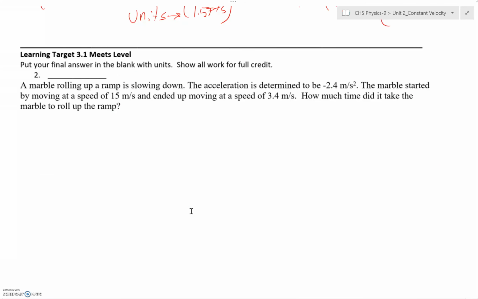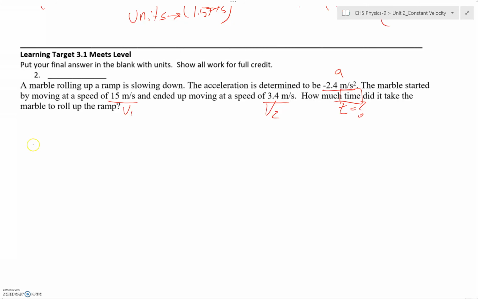So again, we're going to go through a GUESS method here. I'm given this information here. I'm given this. I'm given this. So we got our acceleration. We've got the marble started moving at this speed, so that would be v1, and ended up moving this fast, so that would be v2. How much time? That's what we're going to solve for. That'll be our unknown, t equals question mark.